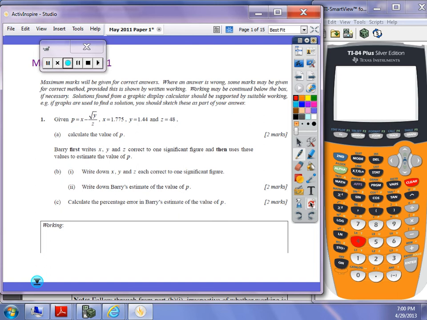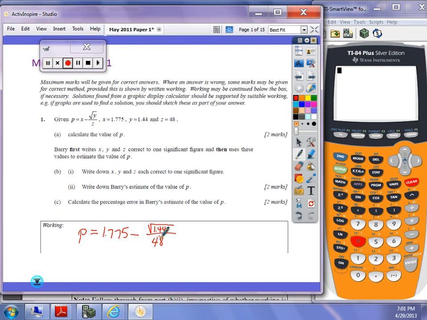If you have an incorrect answer, the IB grader will go back and look for some method points, meaning that you've shown the correct work. So in this problem, if you've got the right answer, you'll get full credit, but I would go ahead and say, well, I'm calculating the value of p, and I'm doing that by substituting 1.775 in for x and 1.44 for y, and I'm substituting the value of z is 48.